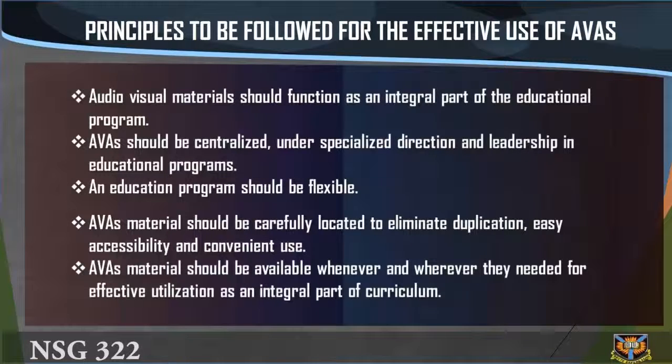Principles to be followed for the effective use of audiovisual aids. Audiovisual materials should function as an integral part of the educational program. Audiovisual aids should be centralized under specialized direction and leadership in educational programs. An educational program should be flexible. Audiovisual aid materials should be carefully located to eliminate duplication, and for easy accessibility and convenient use. Audiovisual material should be available whenever and wherever they are needed for effective utilization as an integral part of the curriculum.